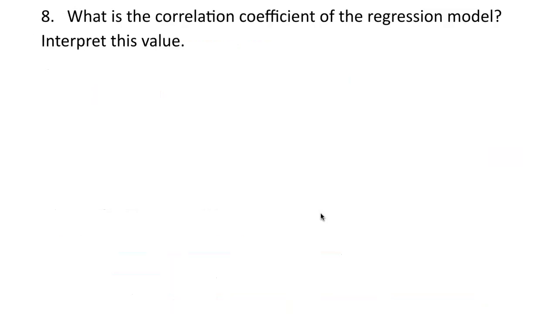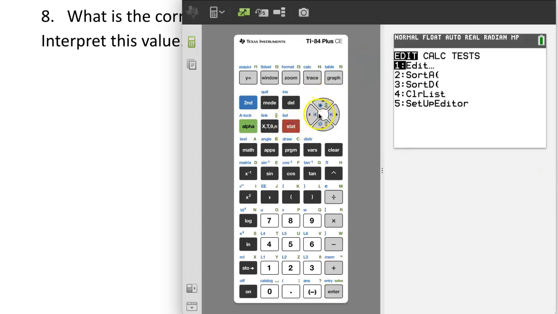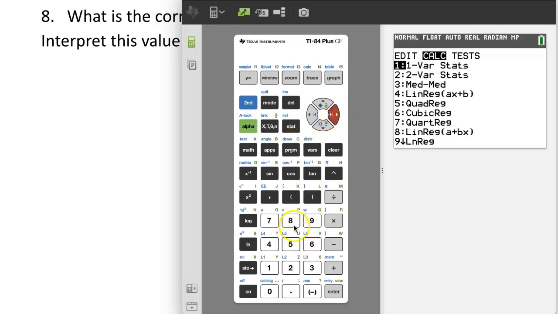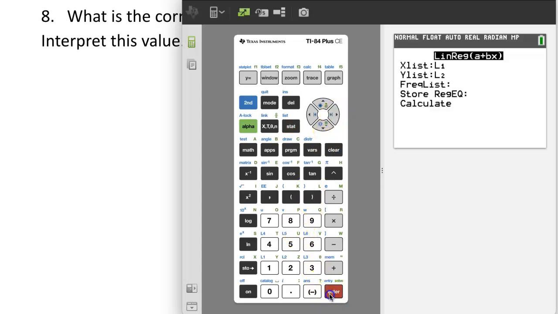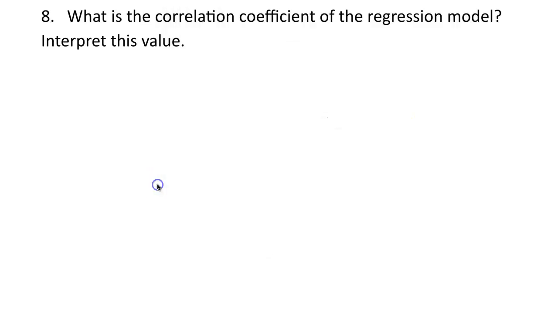Lastly, just because I want to reinforce this correlation coefficient concept, what is the correlation coefficient of the regression model? Again, we get that from our calculator by running our regression. So we do stat calc option 8, and I'm just going to calculate it again. Here it is. So what is this doing? R addresses two things, the strength and direction of a linear model. So you really should only calculate R if the model was linear. We confirmed it was linear.